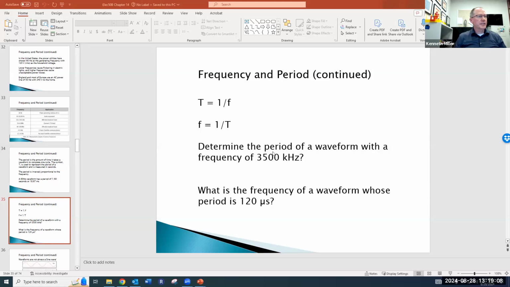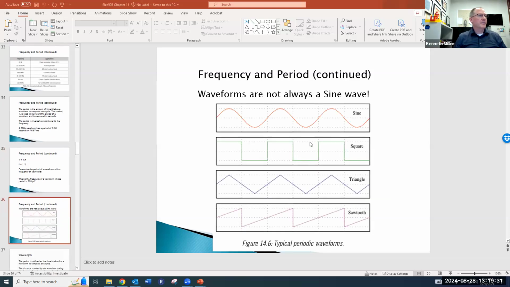So determine the frequency of 3,500 kilohertz. You just take the period would be 1 over 35 times 10 to the third. What is the frequency of a waveform whose period is 120 microseconds, so it'll be 120 EE 10 to the negative 6. And you can calculate those. Those are fairly easy. Now, there's other waveforms that aren't always a sine wave: square waves, triangle waves, sawtooth waves.